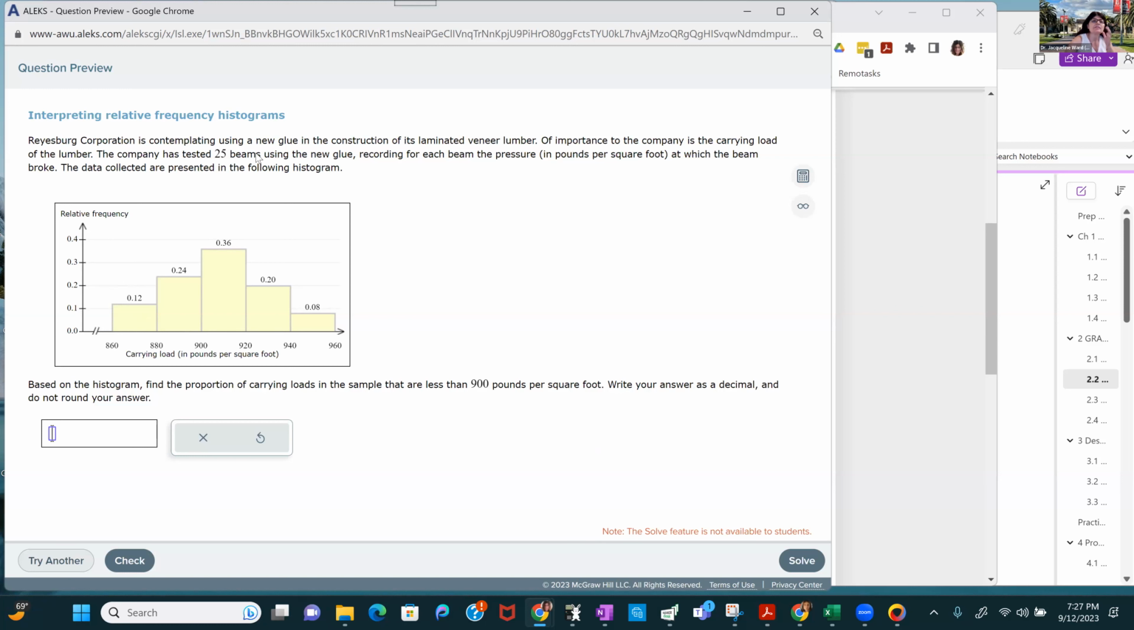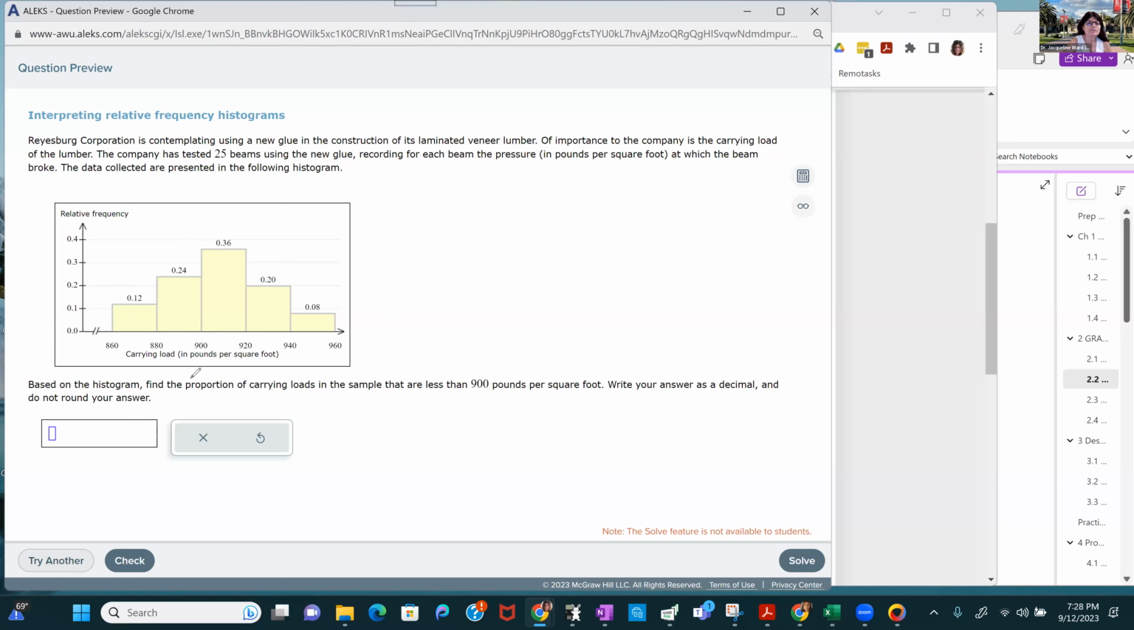So Raysberg Corporation is contemplating using a new glue in the construction of its laminated veneer lumber. Of importance to the company is the carrying load of the lumber. The company has tested 25 beams using the new glue, recording for each beam the pressure in pounds per square foot at which the beam broke. The data collected are presented in the following histogram. Okay, so 12% broke with a carrying load between 860 and 880 pounds per square foot. So it's not the count, but the percentage. Okay.